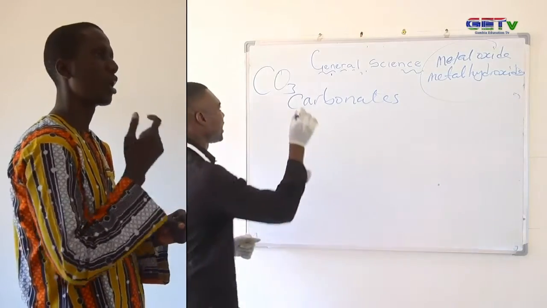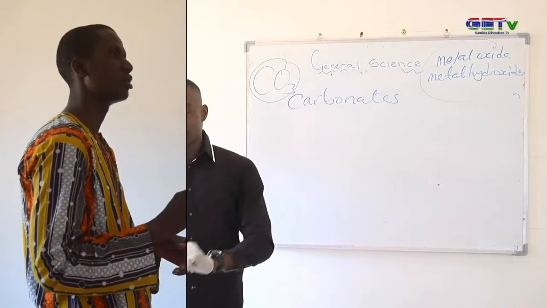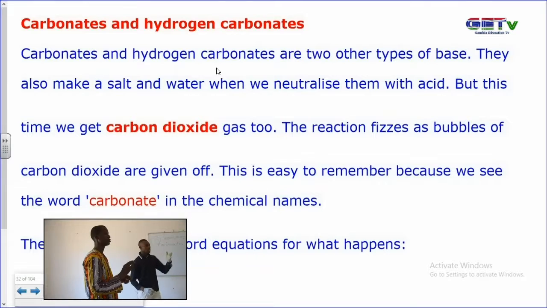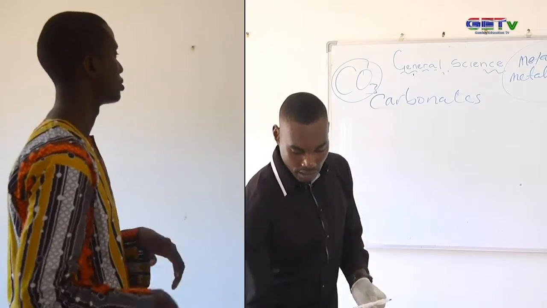Whenever acid reacts with carbonates, the products will be carbon dioxide, water and salt. Please take note. The reaction fizzes as bubbles of carbon dioxide are given off. This is easy to remember because we see the word carbonate in the chemical names. These are the general word equations for what happened. Let's start with the carbonates.